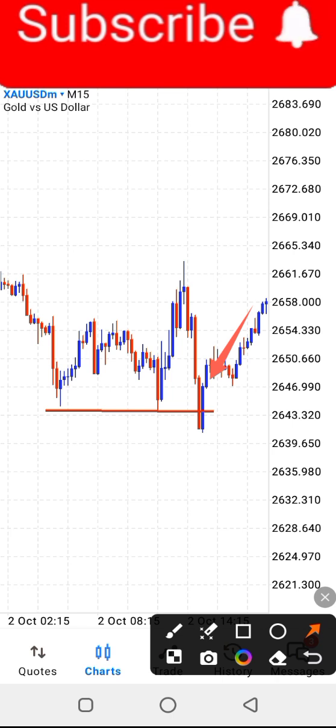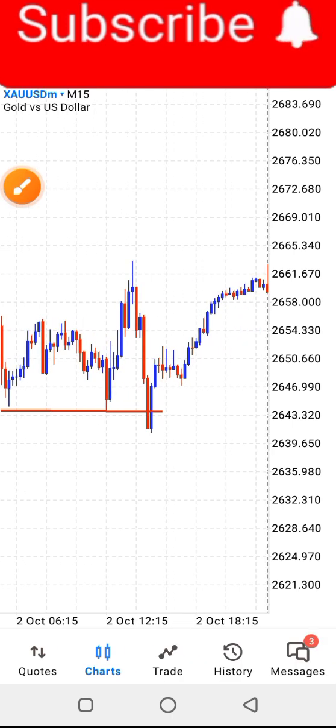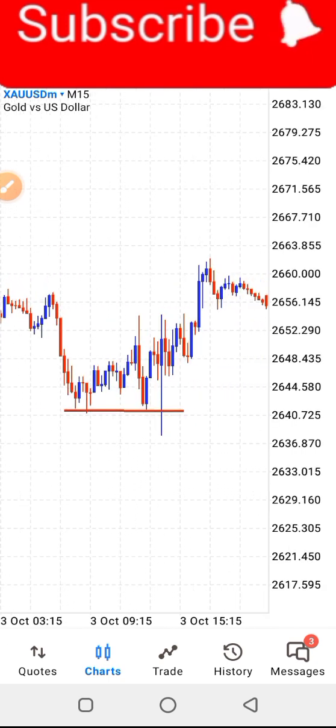So drawing these levels gives you an idea of, oh, this is where potentially the big banks and the financial institutions that actually move the markets can move price to, with the intention of manipulation before they actually move price in the direction they want to move price. Okay, so that's the first example. Look at this other example.